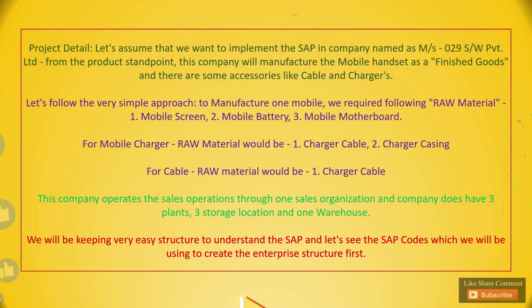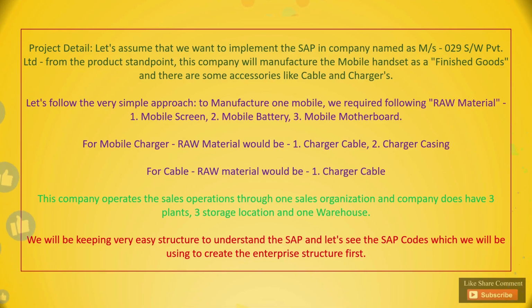Now we know if we want to manufacture one finished good, then definitely there will be a need for raw material. So for the mobile handset, we need a mobile screen, mobile battery, and mobile motherboard as raw material. For the mobile charger, the raw materials are the charger cable and charger casing, and for the cable accessory we need the charger cable. So these are the material details which we require in order to manufacture mobile handsets or accessories like cable and charger.